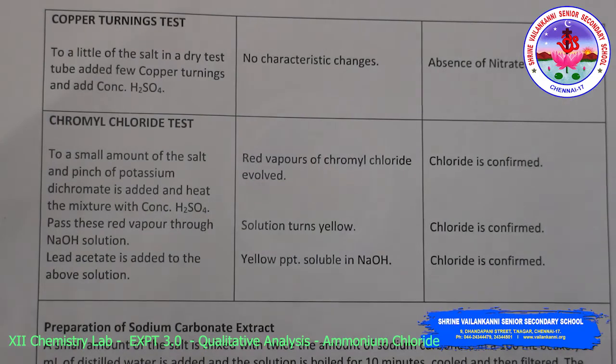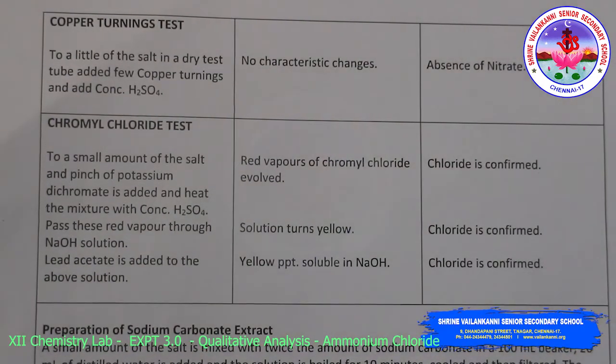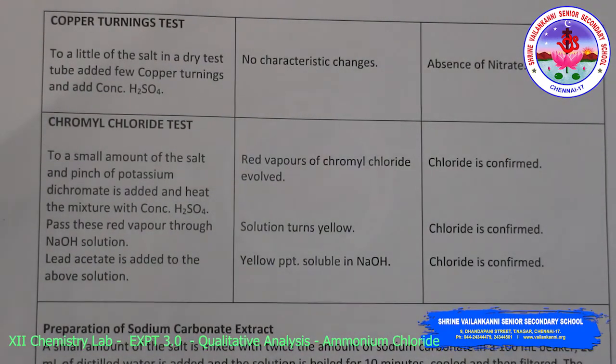The copper turning test: substance taken in a dry test tube, add some copper turnings and add concentrated sulfuric acid. No characteristic changes, so absence of nitrate.